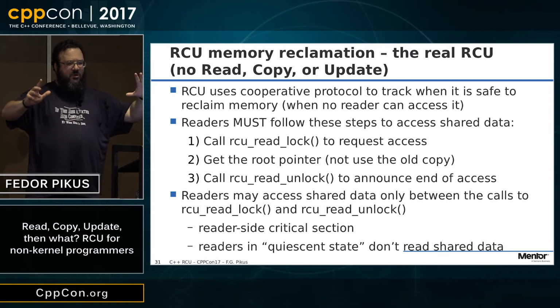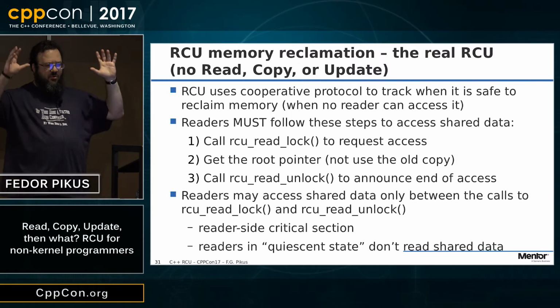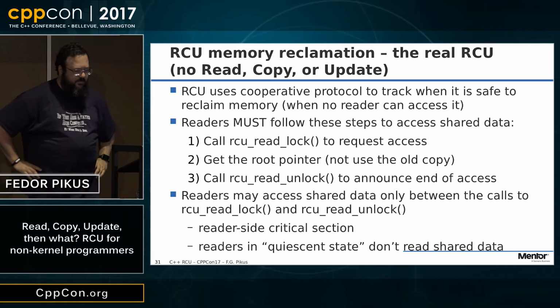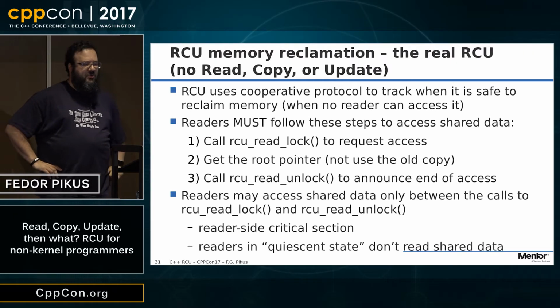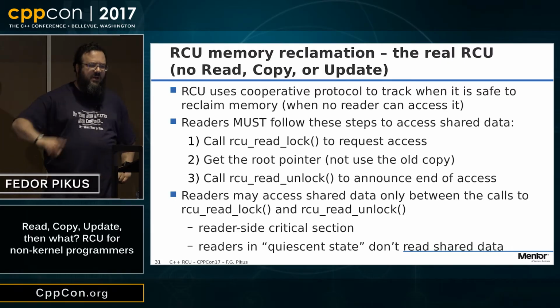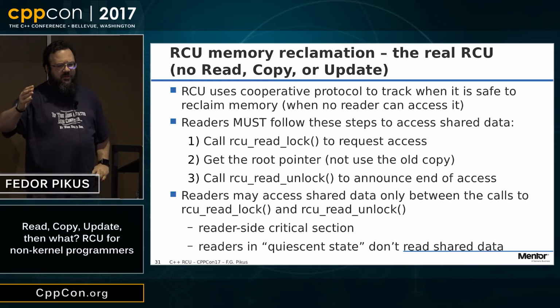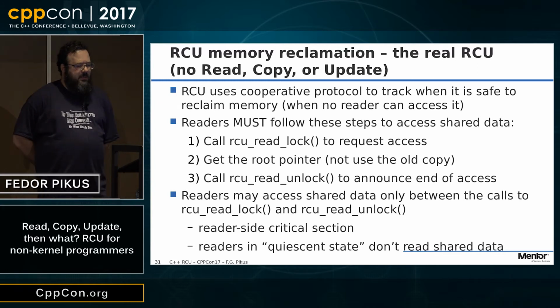When you call ReadLock, you have to re-request access to the root and traverse from the root all the way down throughout the data to whatever you want to be. When you're done accessing shared data, you have to call RCU read unlock. At that point, you have to give up and promise to never use again that value of the root pointer that you got. If you want another access to shared data, you start from the beginning. You call ReadLock, you again get the root pointer, which may or may not have changed, and you use it until you call read unlock.